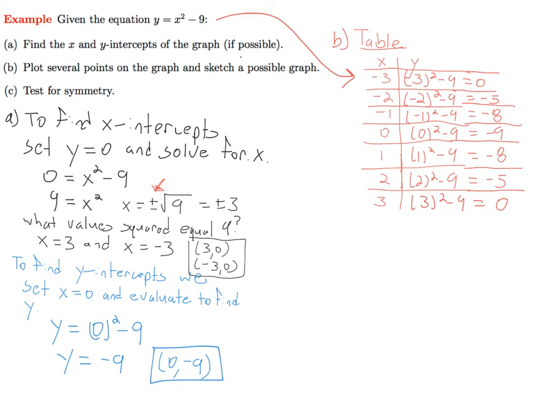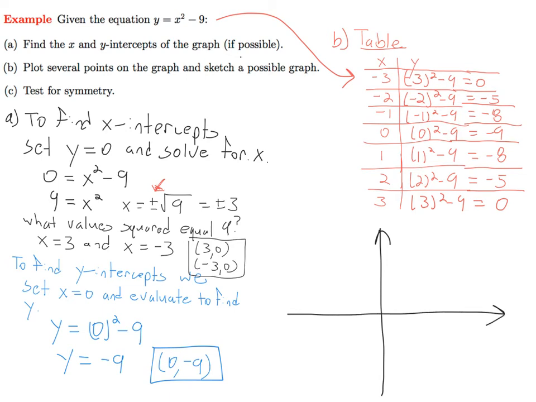And we also verified our y-intercept by saying when x is 0, y is minus 9, and that matches on our table. Okay, so now we have an idea of some points that we can plot. At least we found 7 such points.